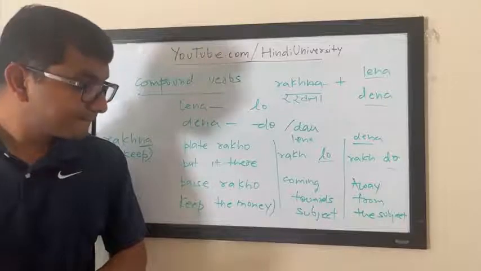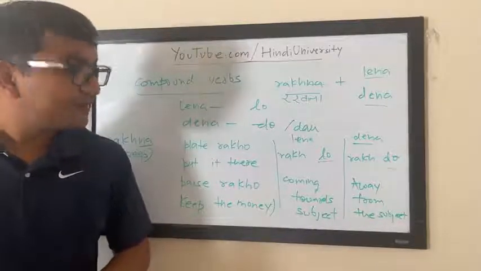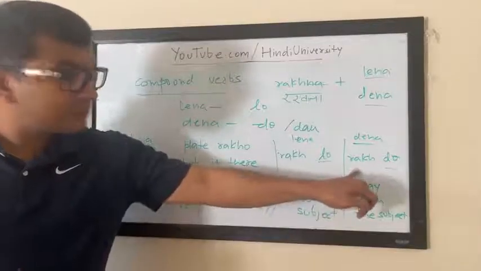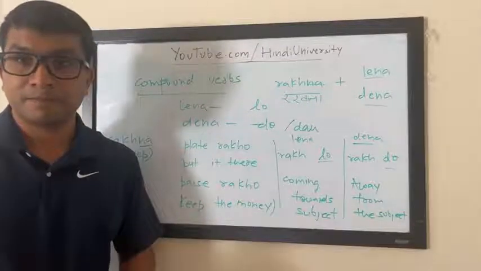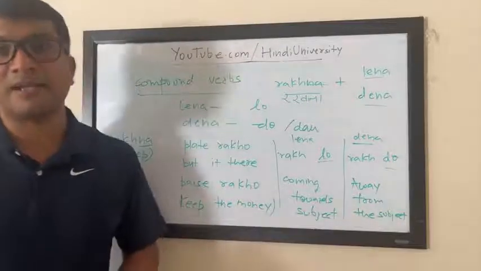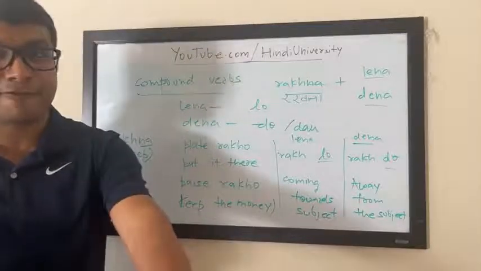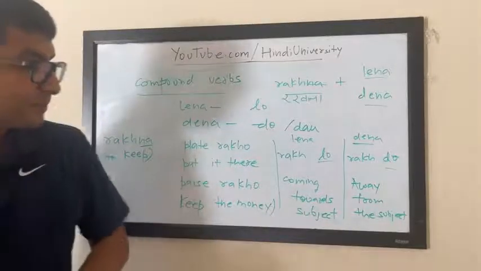Like when you're paying for dinner, and everyone fights over the bill, which I wish would happen in my life. And then the server says, paise rakh do. That means just leave it on the table. Put the money on the table and I'll collect it. So from the user's perspective, it is going away from them. Paise rakh do, on the table.